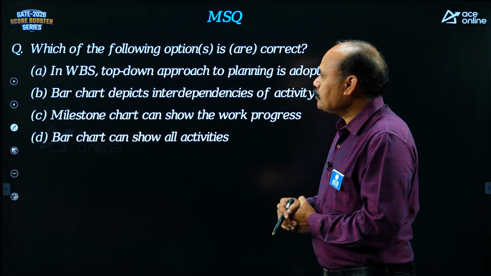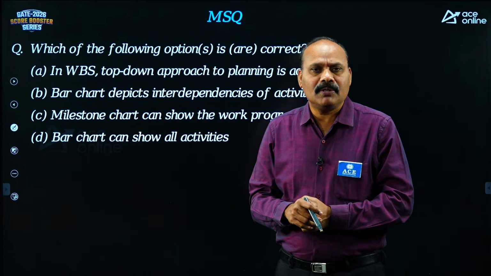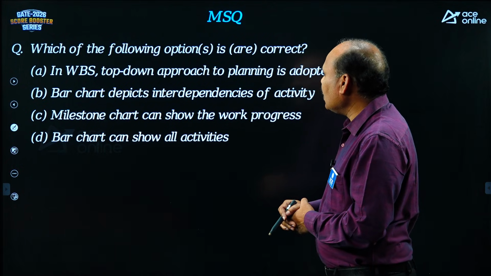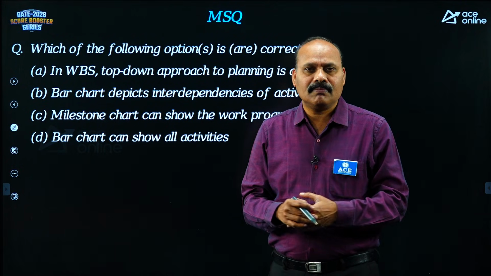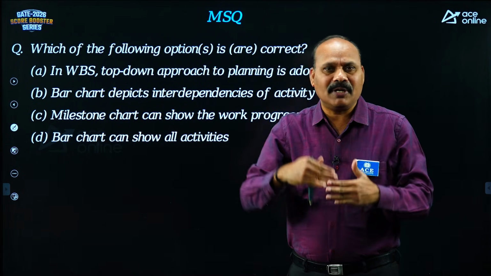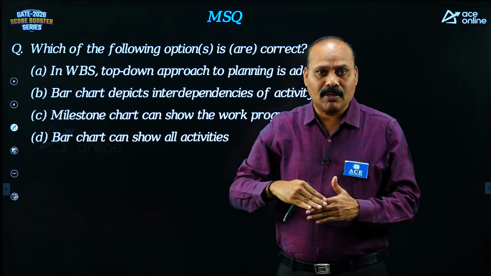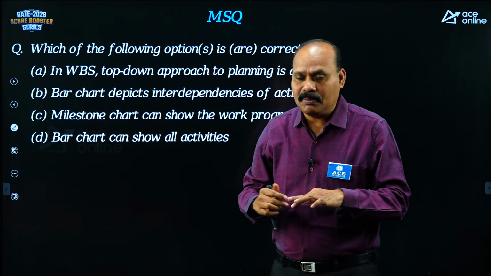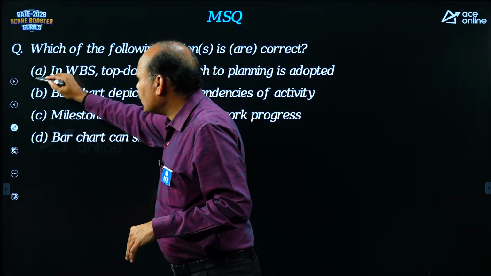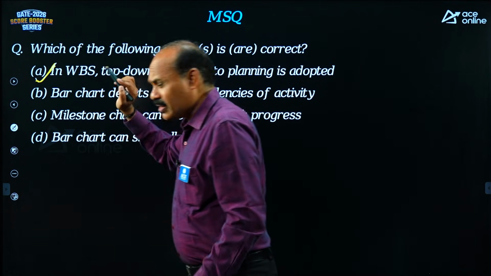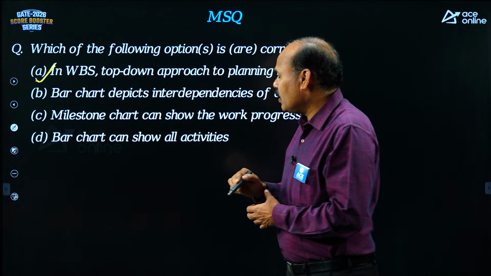In WBS, what is the full form of WBS? Work breakdown structure. A top-down approach to planning is adopted. Yes, in WBS, planning is from top to bottom, correct? Execution is from bottom to top. That is a bottom-up approach for execution, while planning is top-down. So this is 100% correct. This option is correct. Option A is correct. Now we can go to the second.